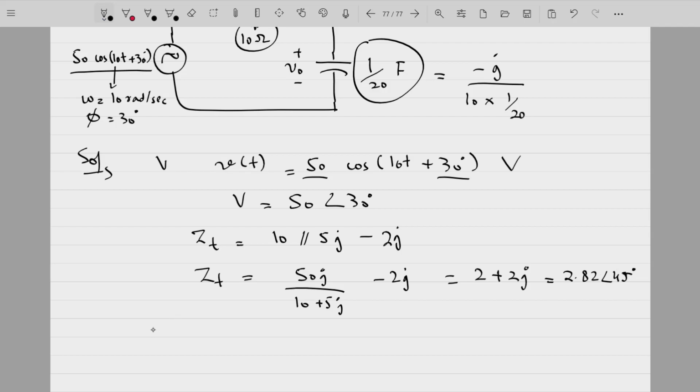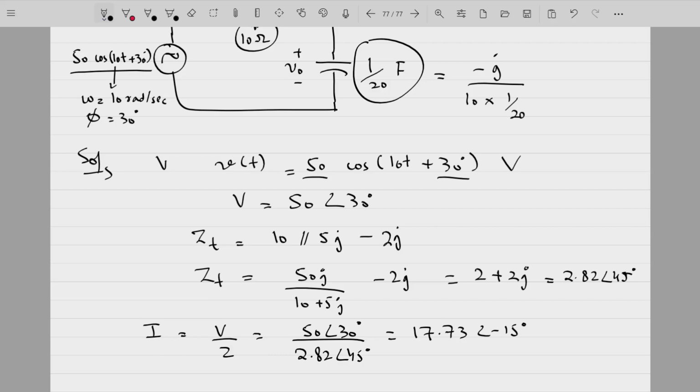So Z is given to us, V is given to us, I therefore will be equal to V divided by Z. V is 50 angle 30, Z is 2.82 angle 45 degrees. तो ये 50 divided by 2.82, 17.73 एंगल माइनस 15 डिग्रीज. तो ये आपकी करंट है एक्चुअली.